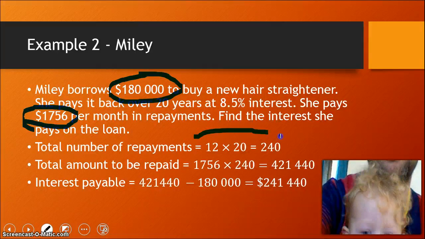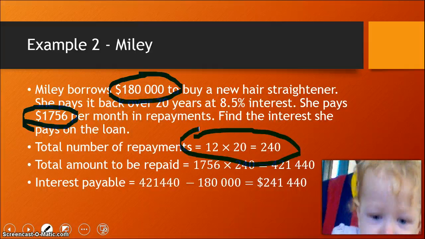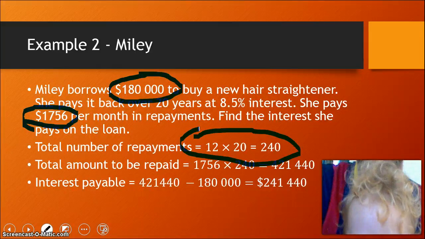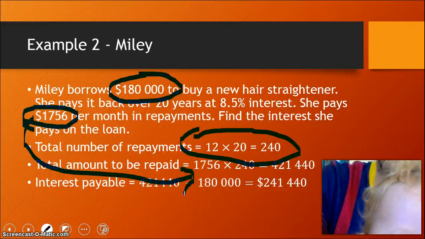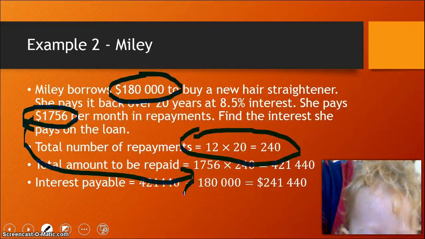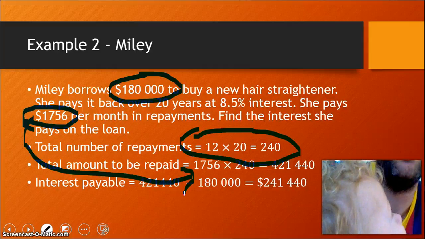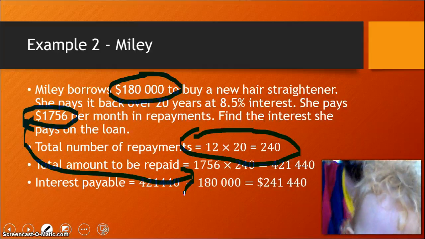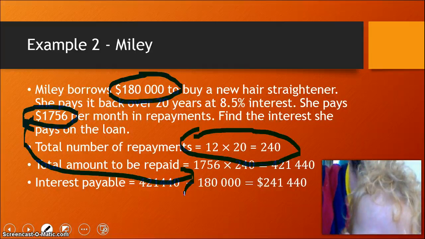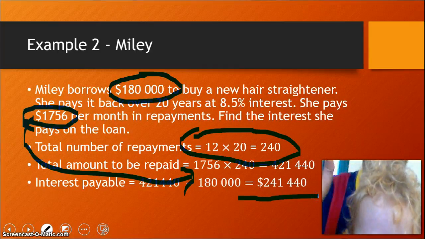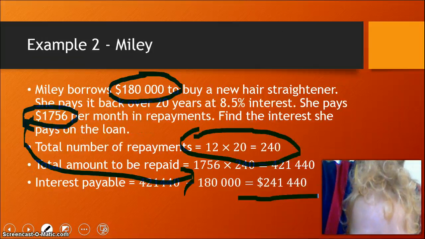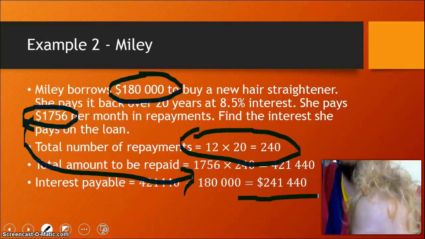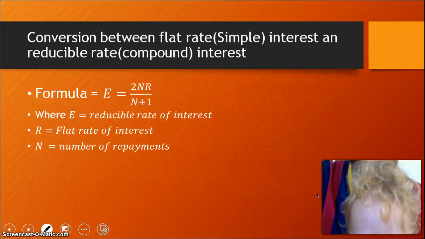So we're going to work out the number of payments first. 12 months in a year, 20 years gives us 240. Total amount to be repaid, we take her repayments and multiply it by the number of payments. And then the last bit, once we've worked out our total amount, which is $421,440, we take away the initial amount, $180,000, and we find that she's going to pay $241,440 in interest.